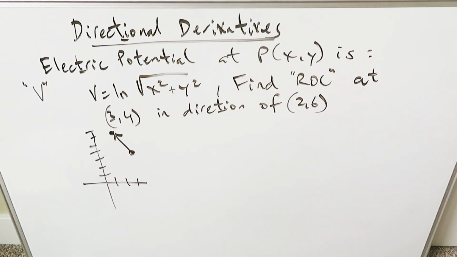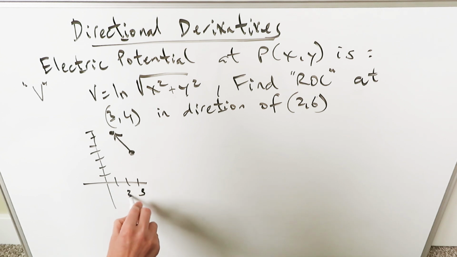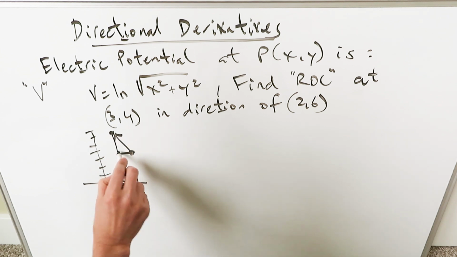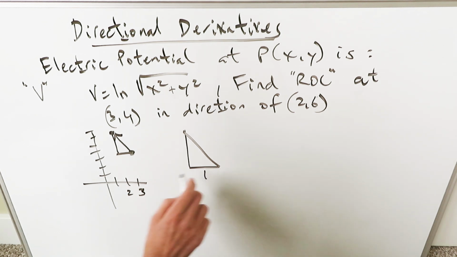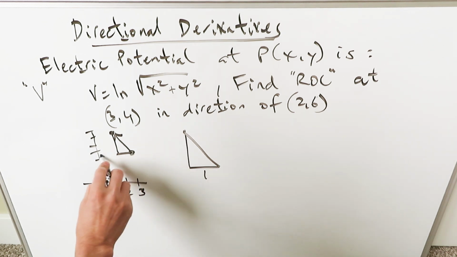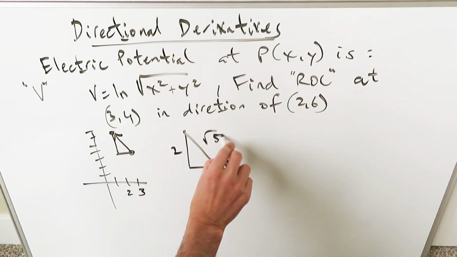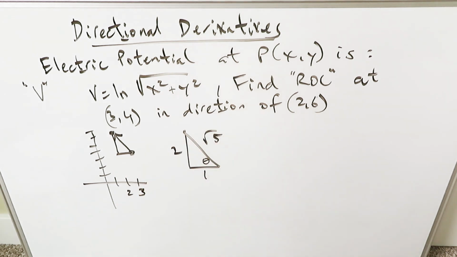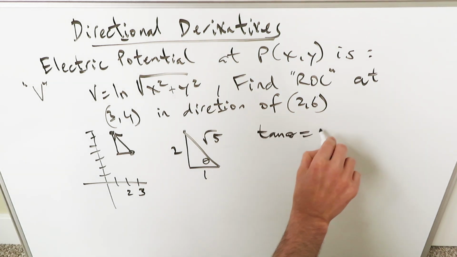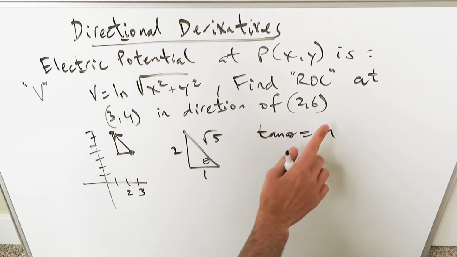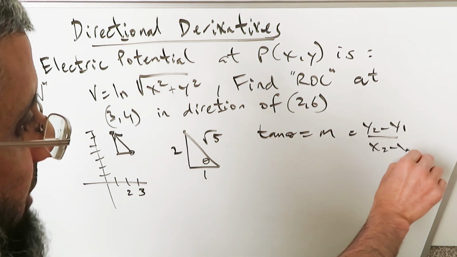How will we determine the angle? Well, this right here is a 3, this right here is a 2. You can easily generate a right triangle, and when I do so and make it slightly exaggerated, I'm looking at 1 across, then from (3, 4) to (2, 6) it's going 2 above, and this will be a root 5. Your angle over here will be what? Tan theta is always equal to a slope. Slope is equal to y2 minus y1 divided by x2 minus x1.